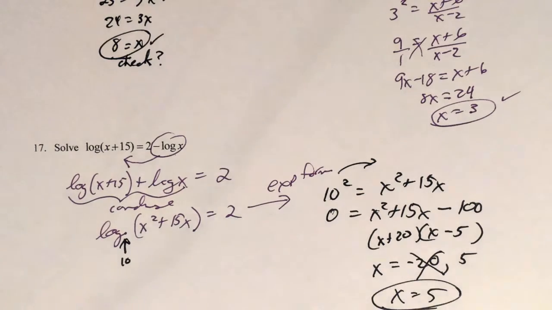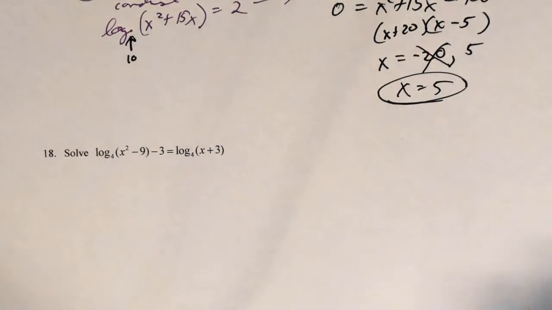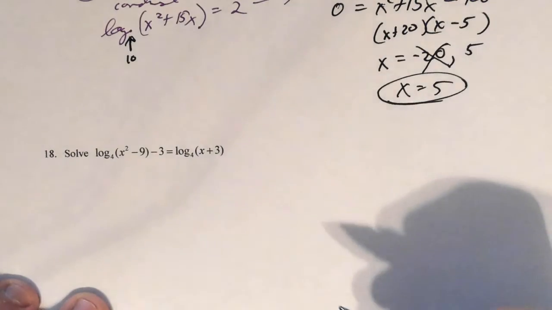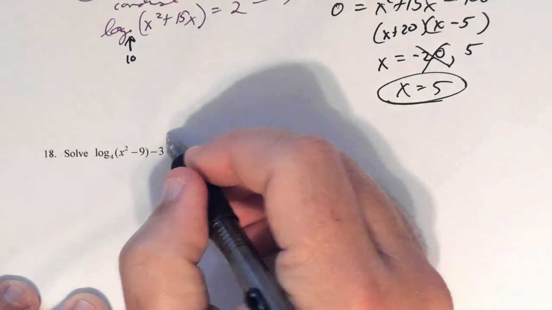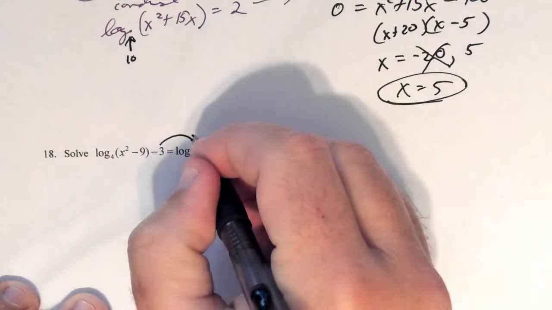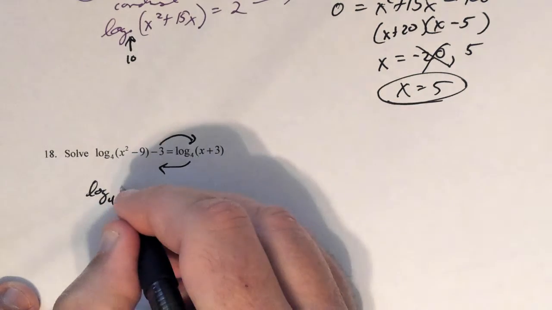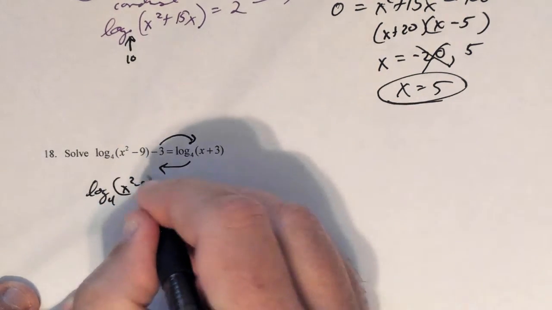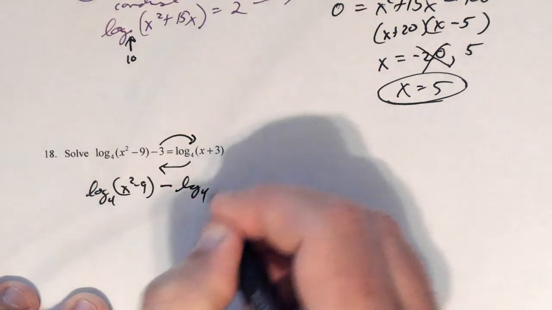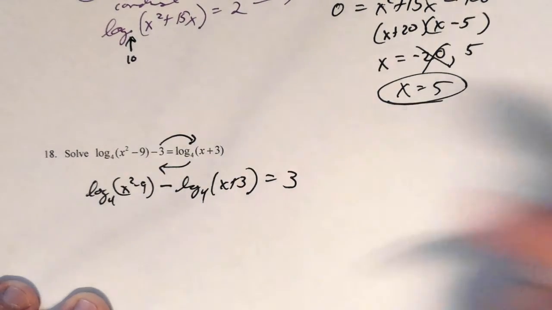Alright, so we get down to our last example. All of this has been working the same way. So, this one's going to have some factoring skills that can help us. What we're going to do is we're going to flip a couple things around. We're going to move the 3 over. We're going to bring the log over here. So I have log base 4 of x squared minus 9 minus log base 4 of x plus 3 is equal to 3.